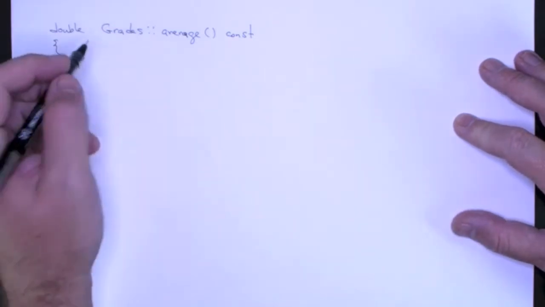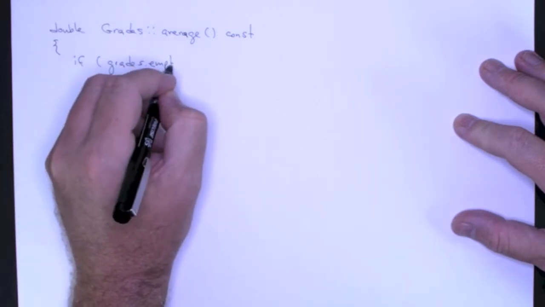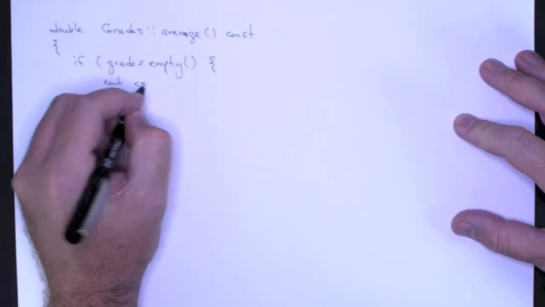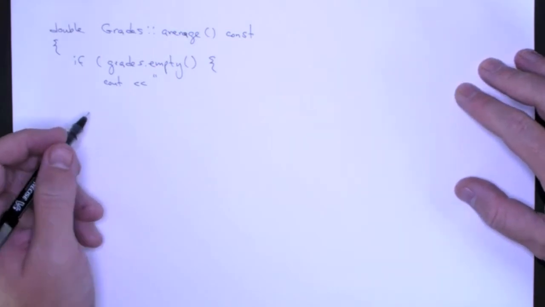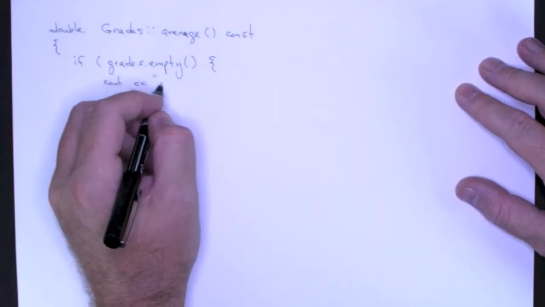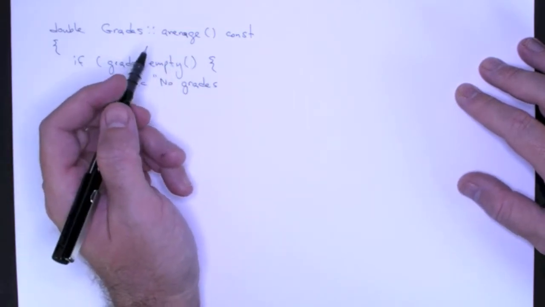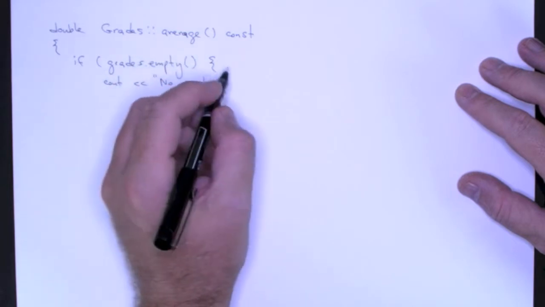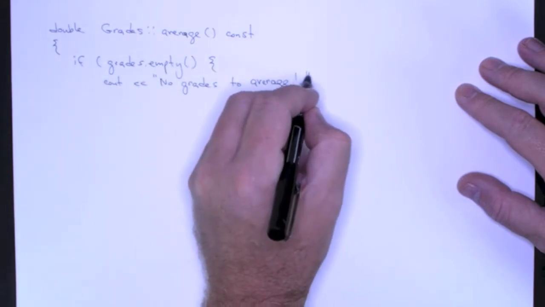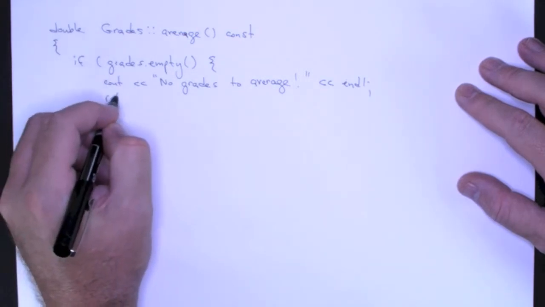First thing I want to do is just check to see if I have any grades to average. So if grades empty is true, then that means there are no grades. So I could maybe print out a message again. I mean, it really depends. Maybe you just want to return 0. There may be no need to print out a message. Keep in mind that people don't always watch software. And our return value, of course, is just going to be 0.